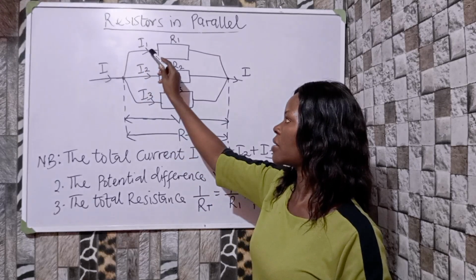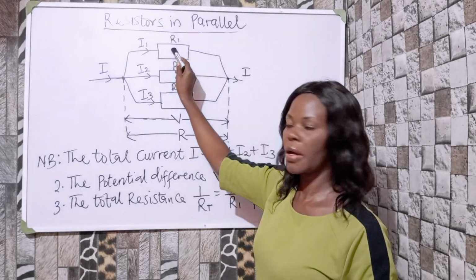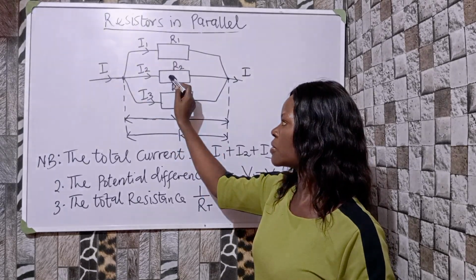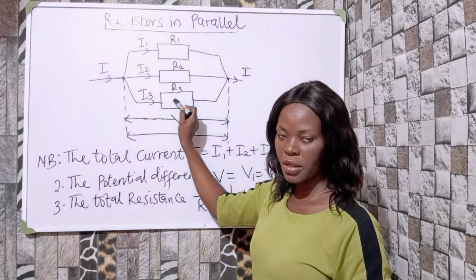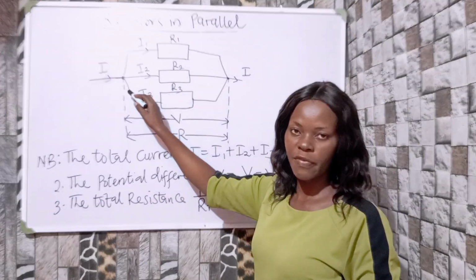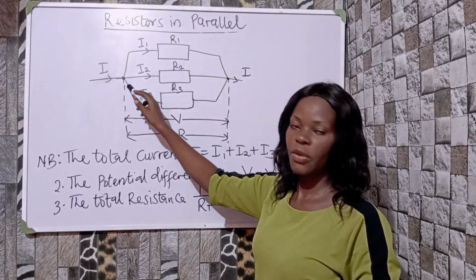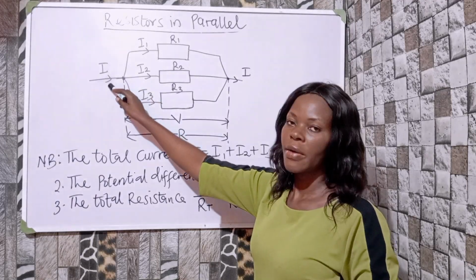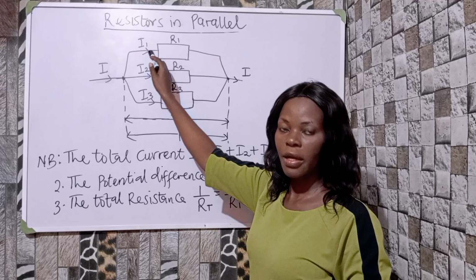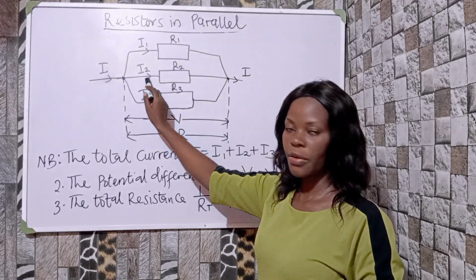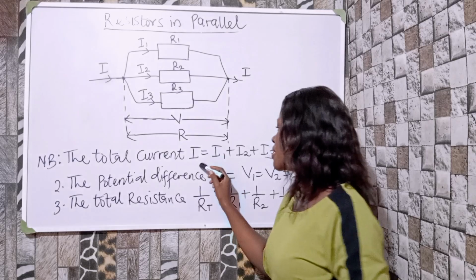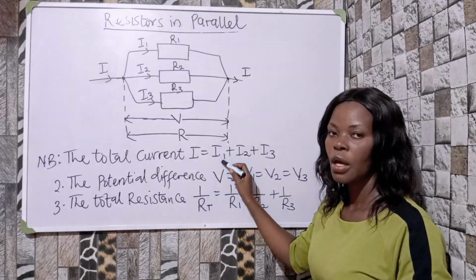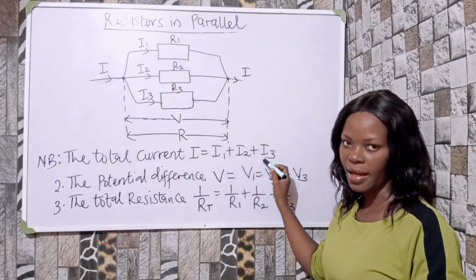It will move here to this resistor R1, then move here to this resistor R2, move here to this resistor R3, okay? They ask to find the total current flowing. So how do we get the total current? The total current I is equal to the current flowing across R1, across R2, across R3. That is, I equals I1 plus I2 plus I3.